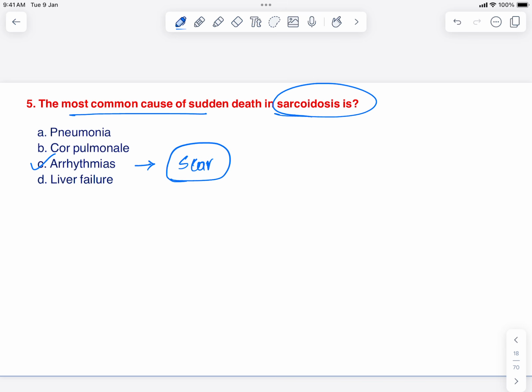And this initial inflammation can trigger which arrhythmias? Ventricular arrhythmias. The type of arrhythmia which is very common in patients with sarcoidosis will be monomorphic ventricular tachycardia, right? That is the most common cause of death. The other causes of death would be respiratory failure, then angioinvasive mycetoma. These are the other causes of death in patients with sarcoidosis. But the most common cause of sudden cardiac death in sarcoidosis will be arrhythmias. All right, next question.